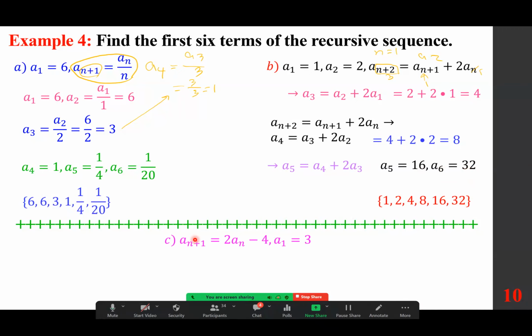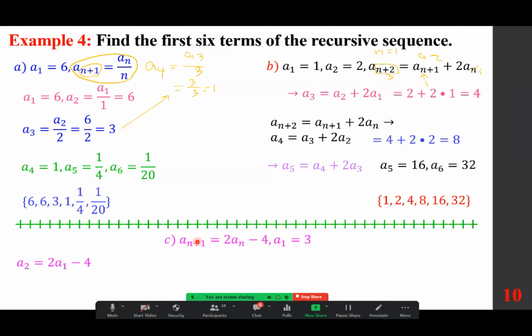How about this one? If you want a term, it is 2 times the one before that minus 4. Okay, so as an example, I have the first one. Now I want a sub 2. So if I want a sub 2, that means n plus 1 is 2, right? That means n is 1. So I want 2a sub 1 minus 4.